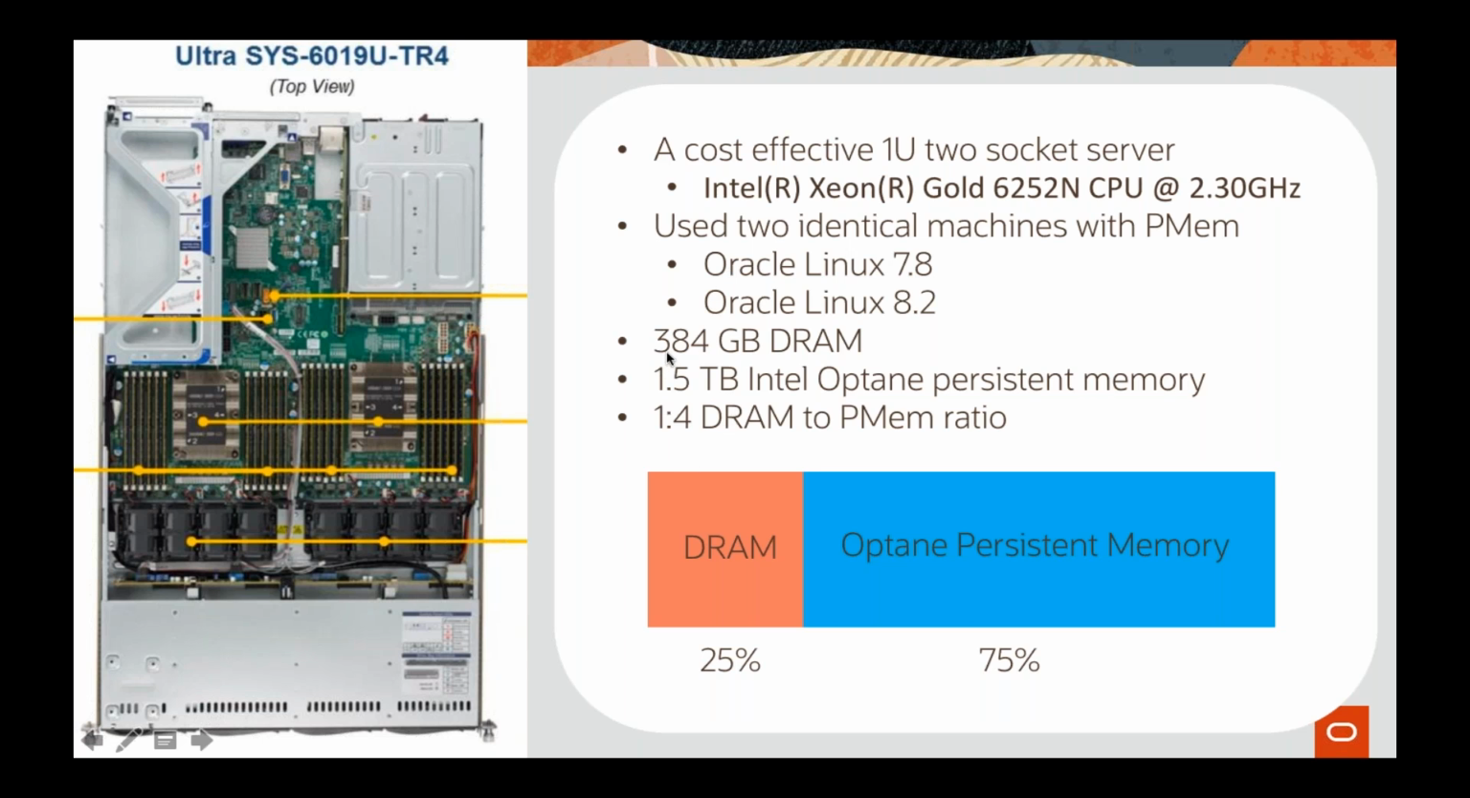Now, more specifically, we had 384 gigabytes of DRAM and 1.5 terabytes of persistent memory. So that gave us a DRAM to persistent memory ratio of 1:4. So that's important. Depending on your motherboard and the memory chips you buy, is it a 1:4 ratio, 1:8, 1:16? It depends. So this example was using a 1:4 ratio.